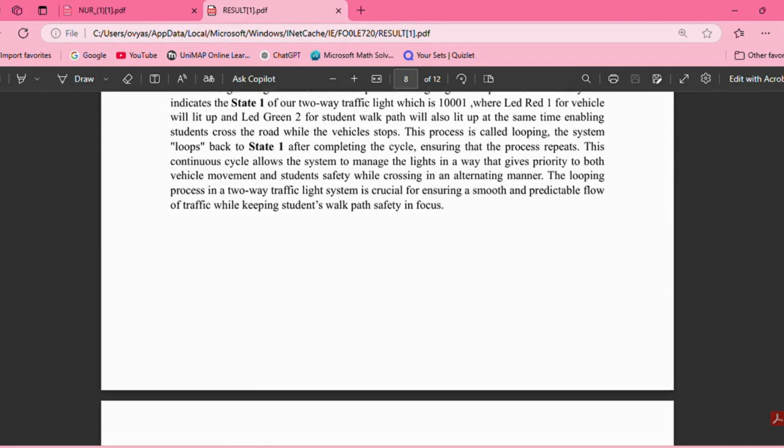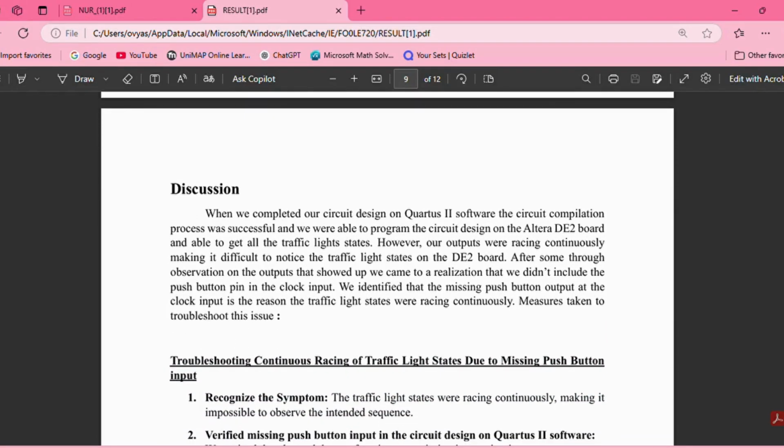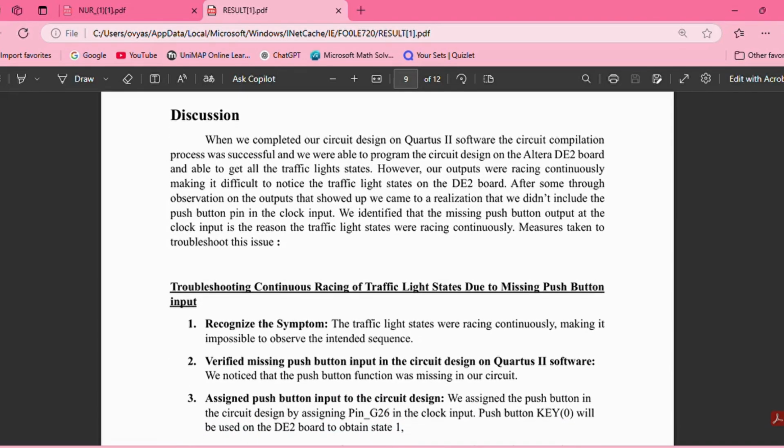Next, I'll be discussing the overall project. When we completed our design in Quartus 2 software, the circuit compilation process was successful and we were able to program the circuit design on the Altera DE2 board and get all the traffic light states. However, our outputs were racing continuously, making it difficult to notice the traffic light states on the DE2 board.